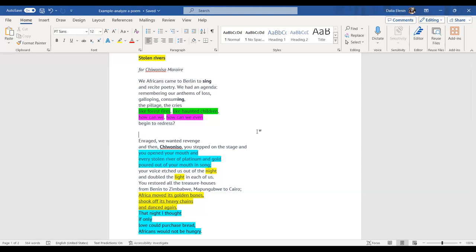We Africans came to Berlin to sing and recite poetry. We had an agenda, remembering our anthem of loss, galloping, consuming, the pillage, the cries like forest fires, like haunted children. How can we even begin to redress?